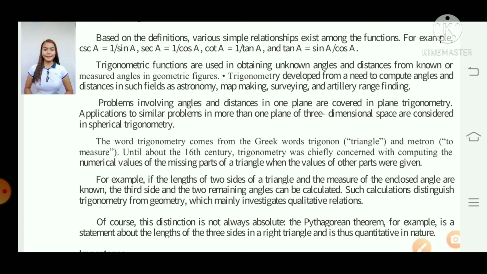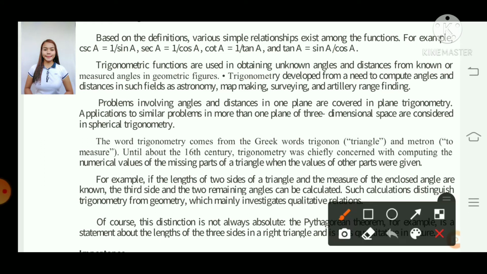For example, we have the cosecant. Cosecant A is equal to 1 over sine A. Secant A is equal to 1 over cos A. Cotangent A is equal to 1 over tangent A. And tan A is equal to sine A over cosine A.